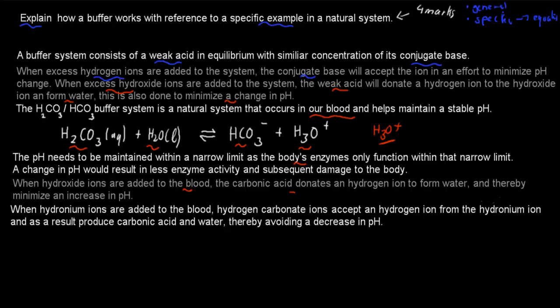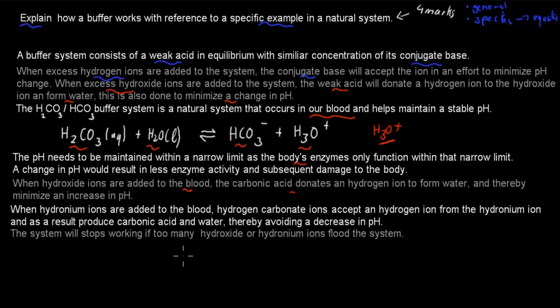So that's the example. And now I'll just also quickly mention what happens if we have way too much acid or base in our body. The system will stop working if too many hydroxide or hydronium ions flood the system. So this only works if there's an okay amount of acid or base being added. If it's way too much, then the system will overload and also fail as well. Which is one of the reasons why we have to get rid of carbon dioxide, because carbon dioxide causes our blood to become acidic, which is okay if there's small amounts, but if there's too much, we have problems.